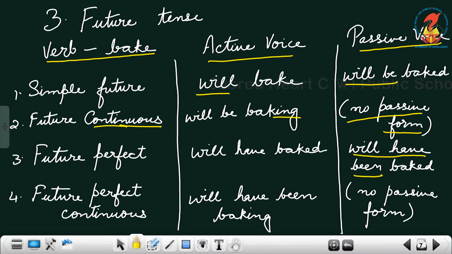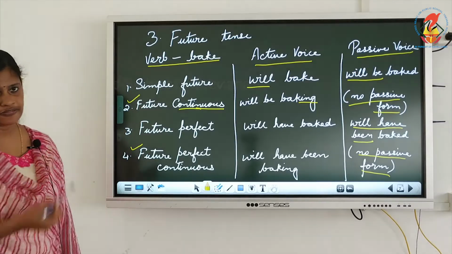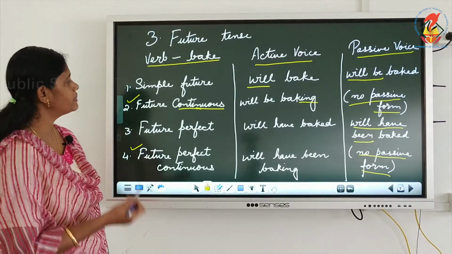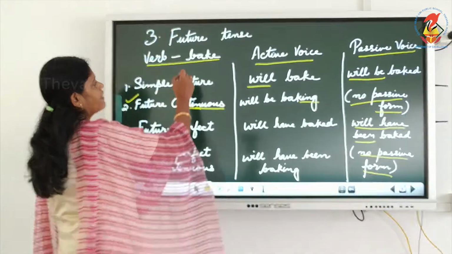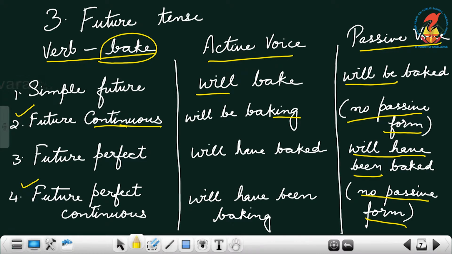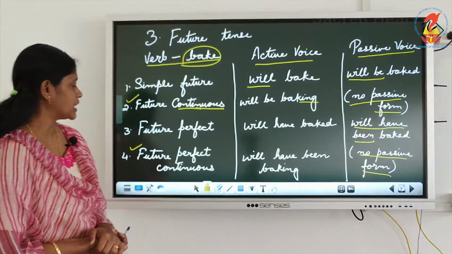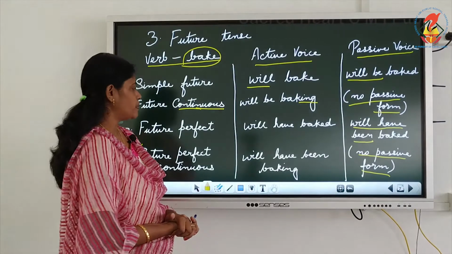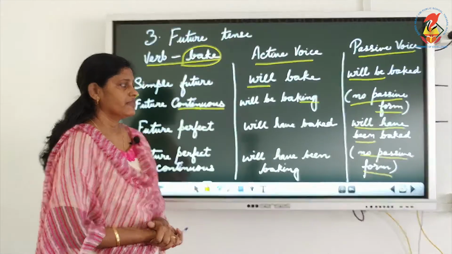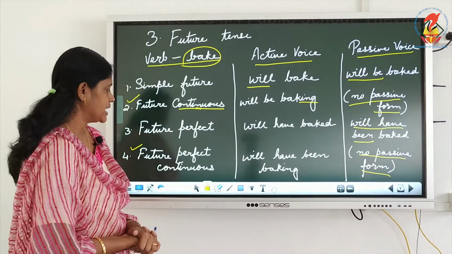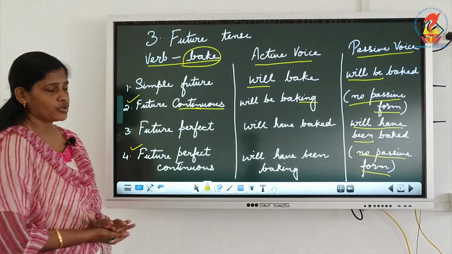In the future perfect continuous tense, the rule is will have been baking. Again, it doesn't have a passive form. So you can see in future continuous tense and future perfect continuous tense there is no passive form. We only have the passive forms for simple future and future perfect. Here I have taken the word bake, that's why we have used will be baked for simple future. Future continuous, will be baking, but there is no passive form for future continuous. We have a passive form for future perfect, will have baked, changing into will have been baked. Again, future perfect continuous, there is no passive form.